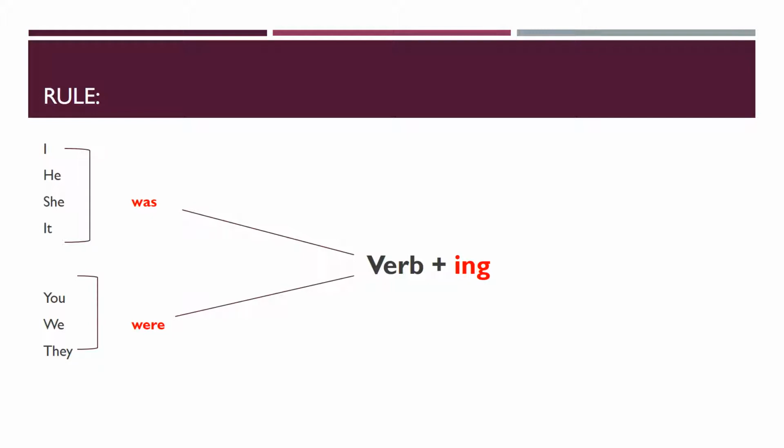So the rule for past continuous tense is: with I, he, she, and it, we use was. With we, you, they, we use were, and the verb with the ing.